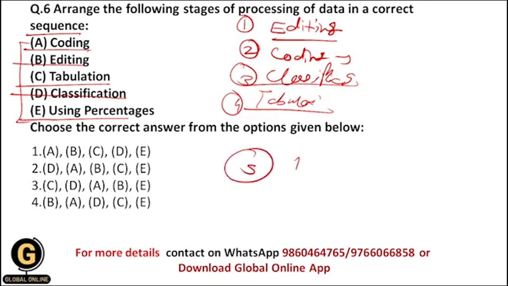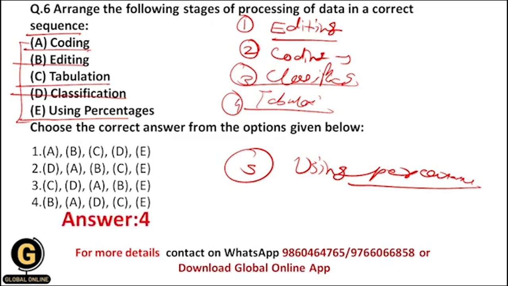Okay, and the last one is using percentages. Whatever data we have tabulated, we represent that data using percentages. Showing the data using percentages will be easier for the readers to understand exactly what amount of data is available. Okay, and that's why your correct answer should be 4, which is BADCE, because over here B editing will be your first stage, coding your second, classification your third, tabulation fourth, and using percentages the fifth stage.